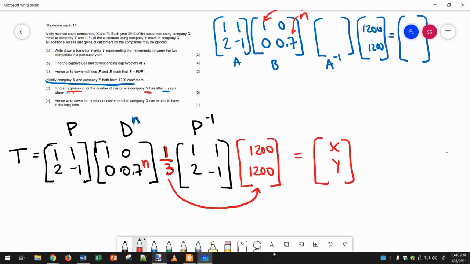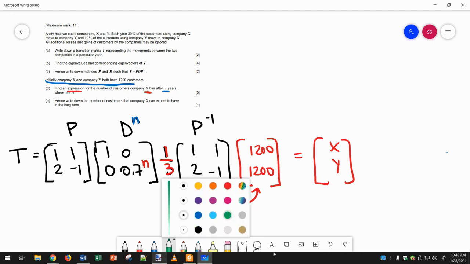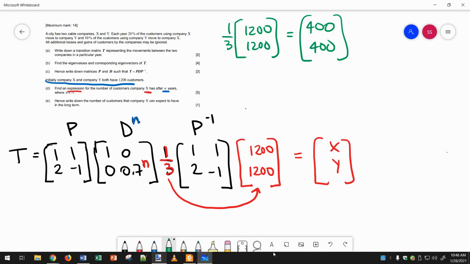So the first operation we're going to do, let me erase this, is just take whatever number that fraction was that came out of your inverse, and multiply it by the initial state matrix. So we multiply those by 1/3 and we get 400 apiece. Okay, so now we've taken care of this and we've taken care of this, sort of.